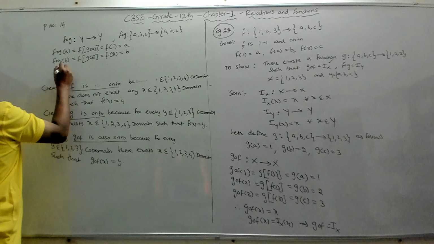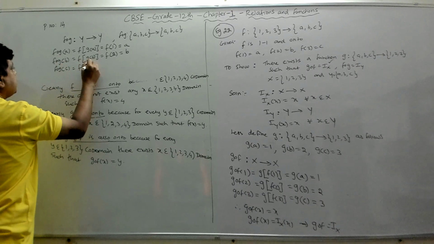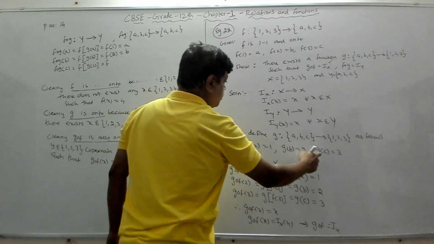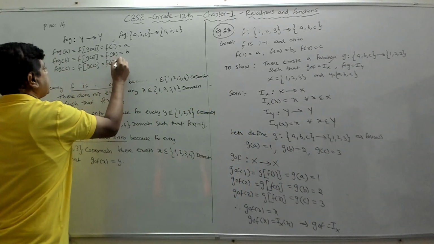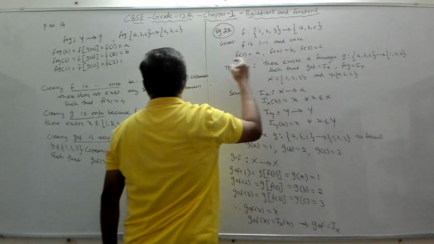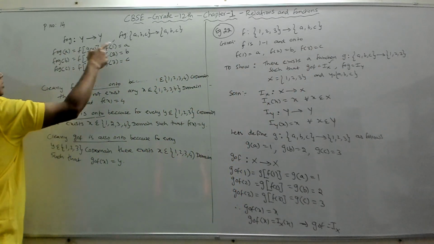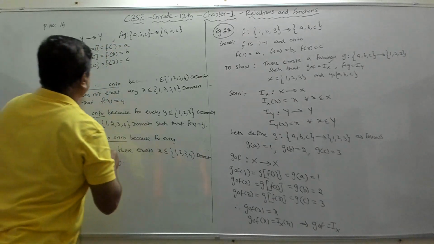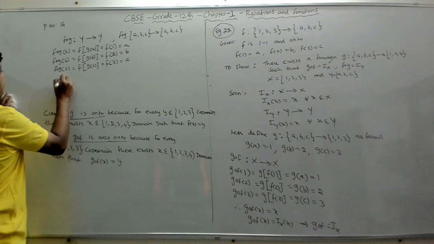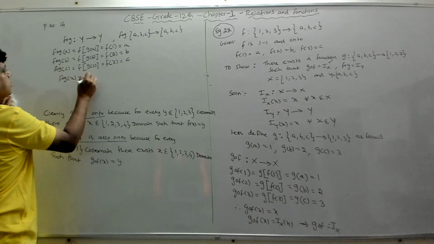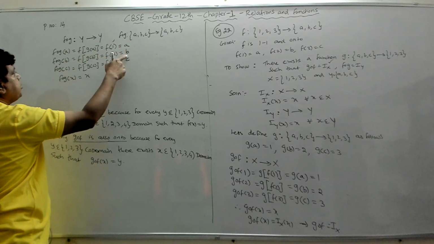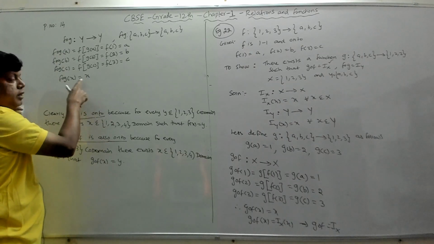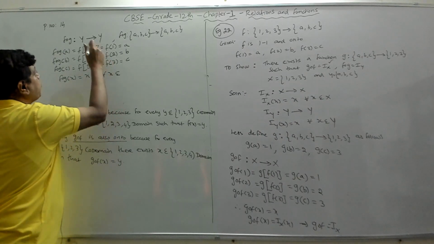Now f of g of c is f of what is g of c? G of c goes to 3. So which means f of 3. And what is f of 3? F of 3 goes to c. So c. So what have we observed here? a goes to a, b goes to b, c goes to c. So it means that our f of g of x, x will go to x. If a goes to a, b goes to b, c goes to c, then any element x will go to x. This is true for every x belonging to the set Y.